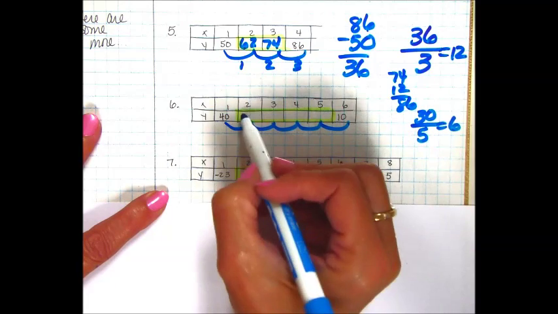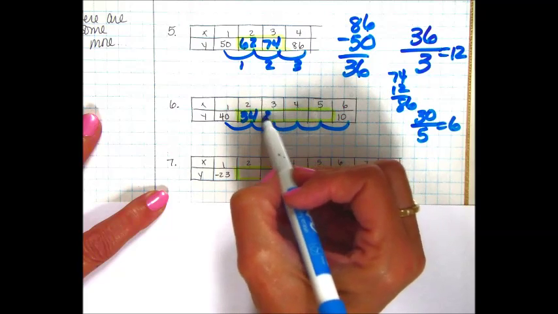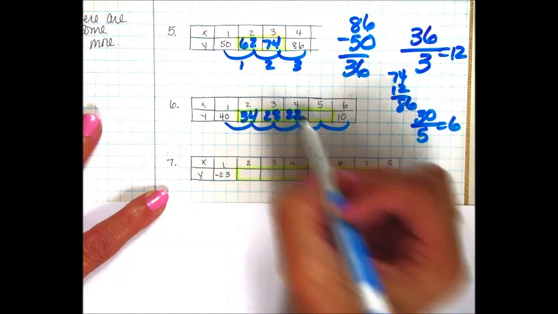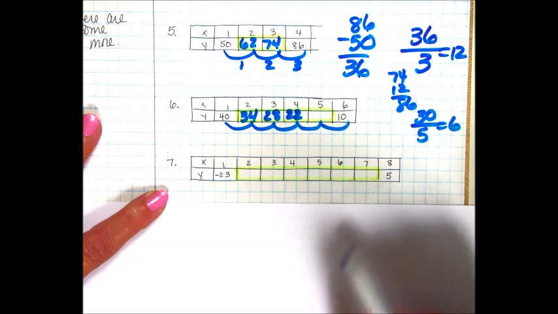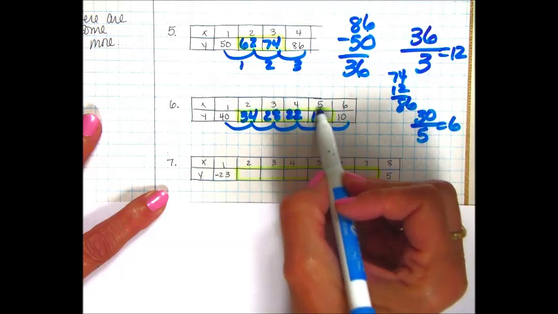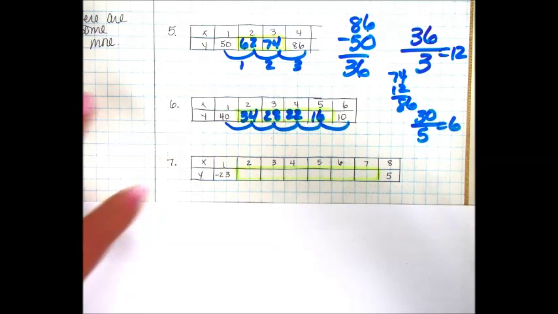So 40 minus 6 is 34. 34 minus 6 is 28. 28 minus 6 is 22. And 22 minus 6 is 16. And 16 minus 6 is my 10. So those would be the numbers. Go ahead and pause this, and I want you to try number 7.